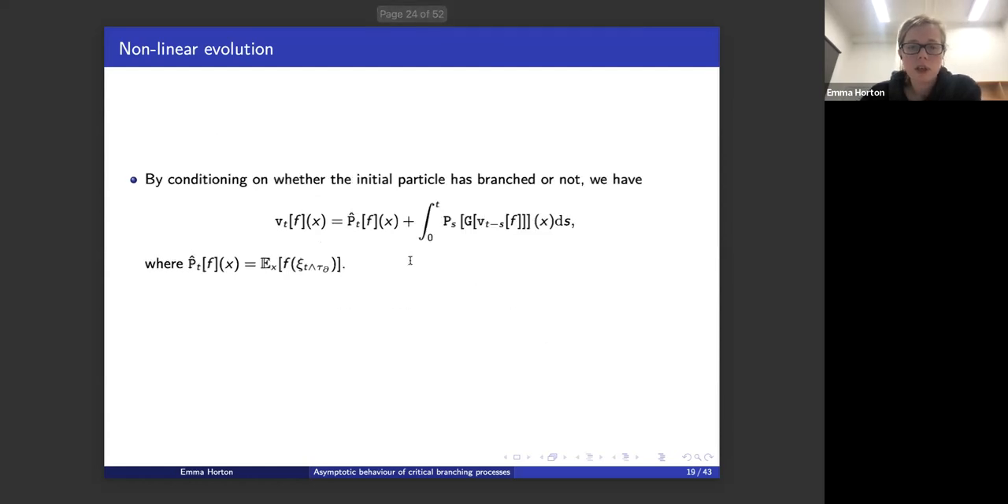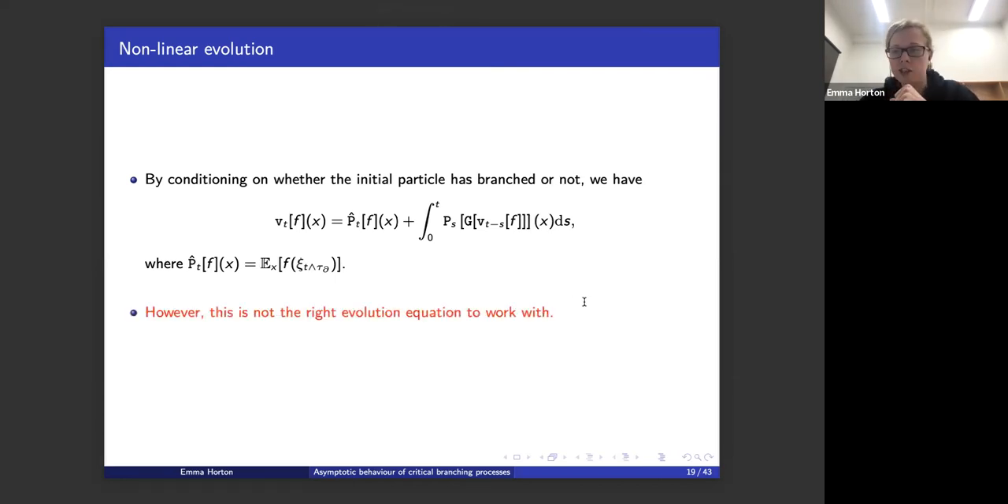And so if we want to write down a very naive evolution equation, the first thing we can do is just do this sort of one-step method where we say, okay, at time t, either I've branched or I haven't. So if I haven't branched, then my particle has just moved according to my Markov process until time t. So this is this first term. Or at some point in between zero and t, at time s, I've had a branching event, and g describes exactly how the particles branch. And then I put down new copies of the process for the remaining units of time t minus s. So this is, I would say, the most natural evolution equation to write down.